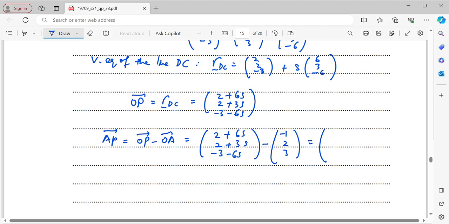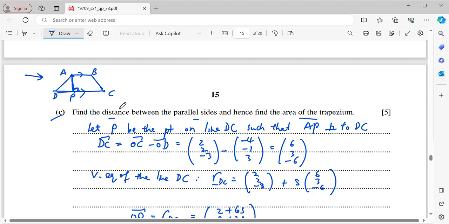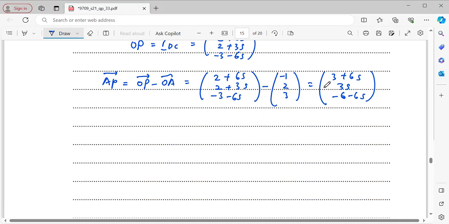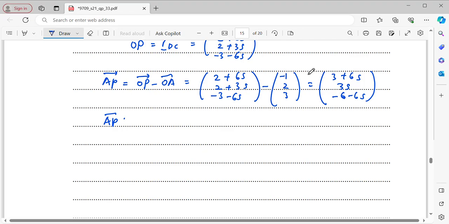Okay, so when you simplify, 2 minus minus 1 is 3 plus 6S. 2 minus 2 is 0, so just left 3S. Minus 3 is minus 6, then minus 6S. This is our AP. Okay, don't forget, we need to find what is the distance of the parallel sides, means what is the length of the AP. So now I'm finding vector AP first. So then AP dot DC, okay, is 90 degrees, means AP dot DC equals to 0.